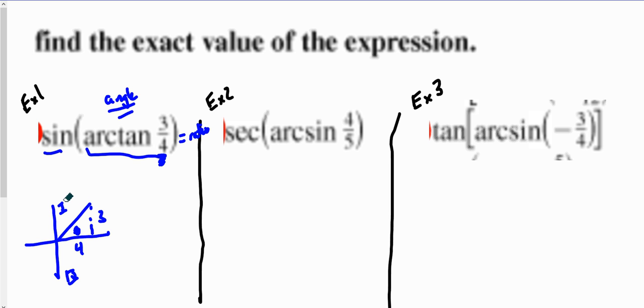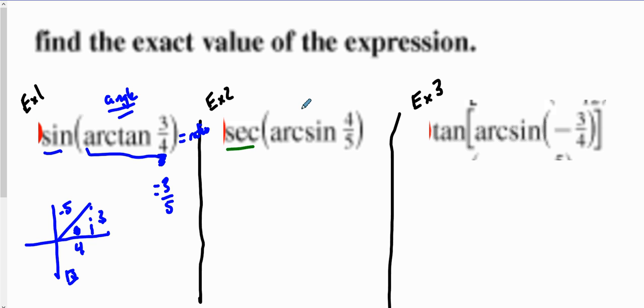Now we're going to figure out what the sine of this is. Well, we have a 3, 4, 5 triangle. Using the angle we get from arctangent, which is this angle right here, we will have a sine ratio of 3 over 5. So our simplified answer to this one is going to equal 3 over 5, because that's the sine of the arctangent of 3 over 4, of this angle with this triangle. All right, let's try this one.